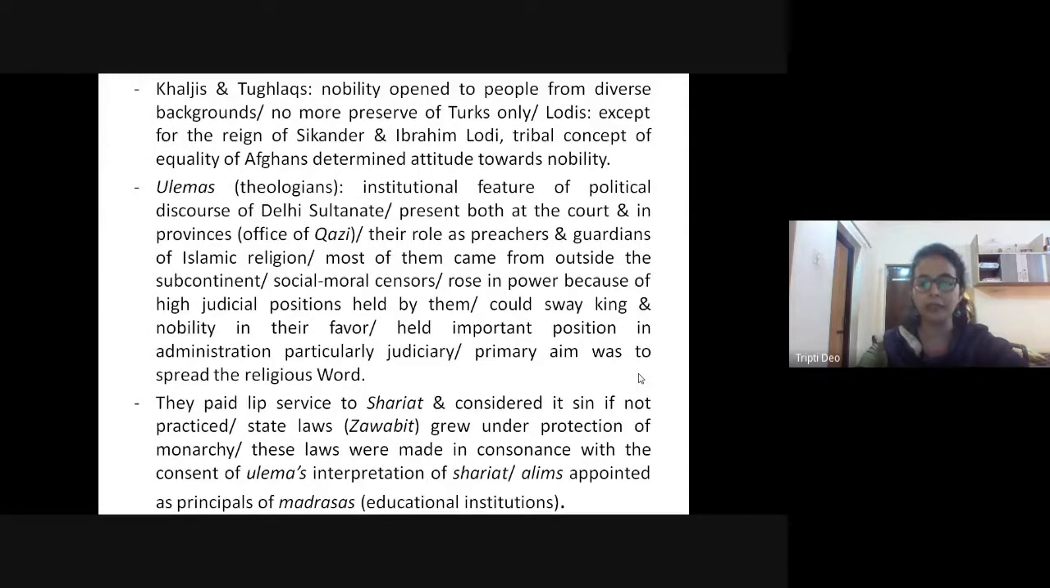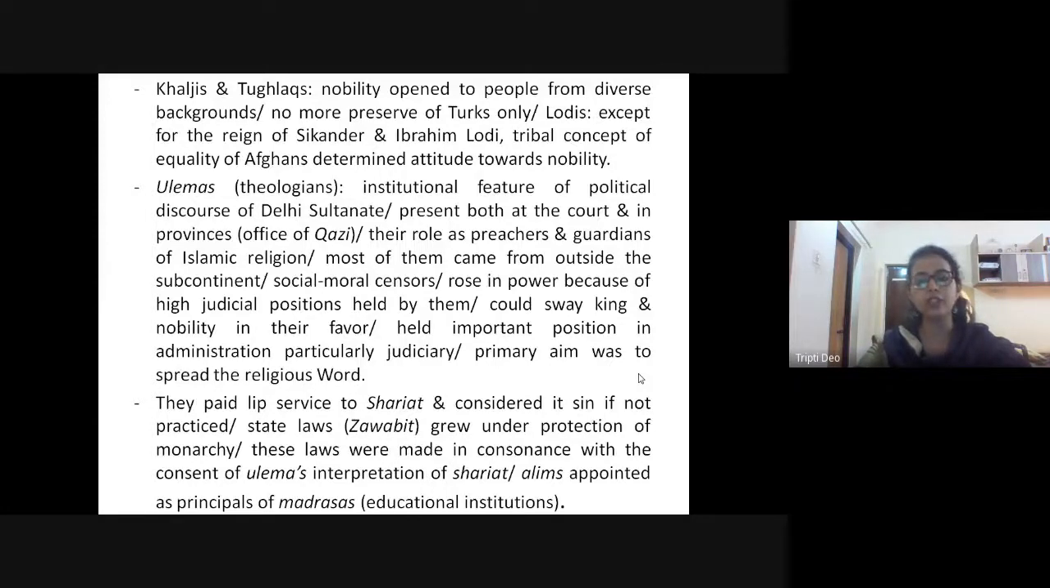It wasn't only Turks who were present in the nobility, but there were other non-Turks and other Afghans, all of these other clan people, other ethnic group people who were now a part of the nobility. Under the Lodis, except for the reign of Sikandar and Ibrahim Lodi, the tribal concept of equality of Afghans determined attitude towards nobility. So another significant point to remember is that the Lodis are Afghans.